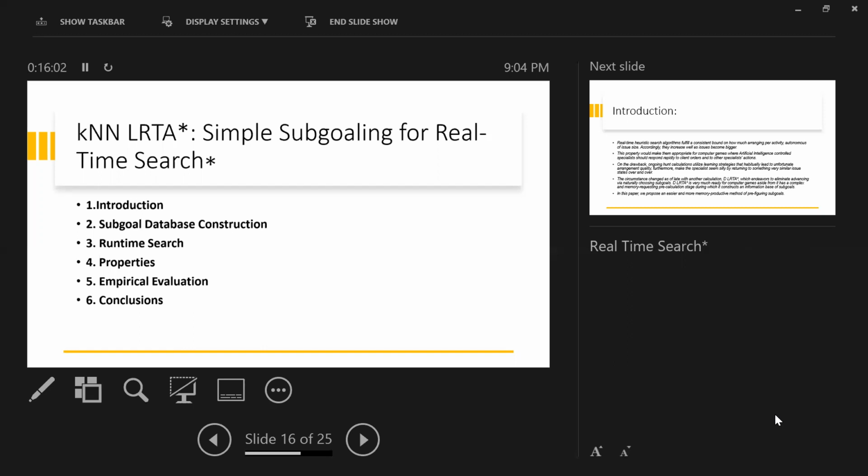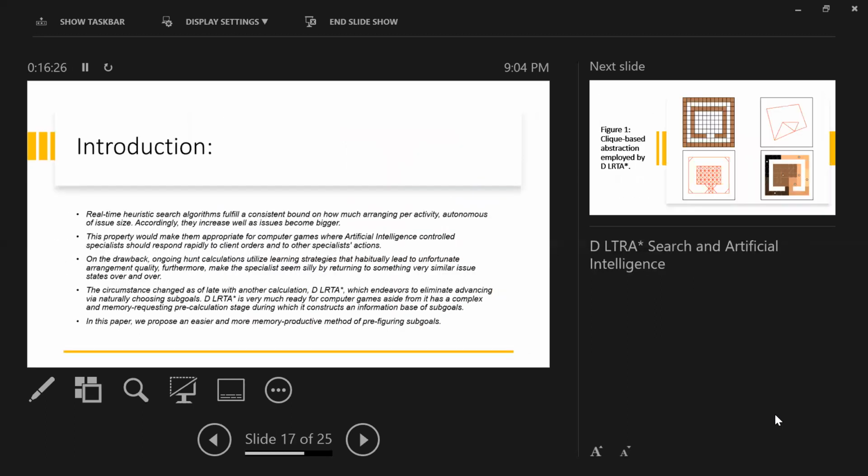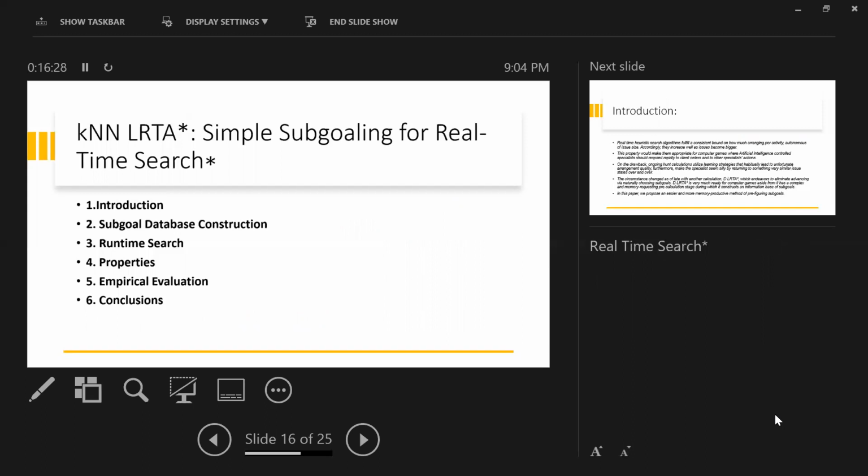Thank you, Sajal. So today I am going to explain KNN LRTS search. The title is going to be simple subgoaling for real-time search. There are six parts which come under the main topic of LRTS search. The first part is an introduction. The second part is subgoal database construction. The third part is runtime search. The fourth one is properties. The fifth one is empirical evaluation. And the sixth one is conclusion.